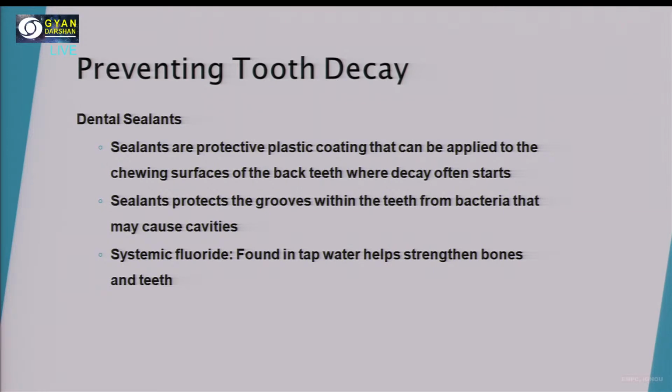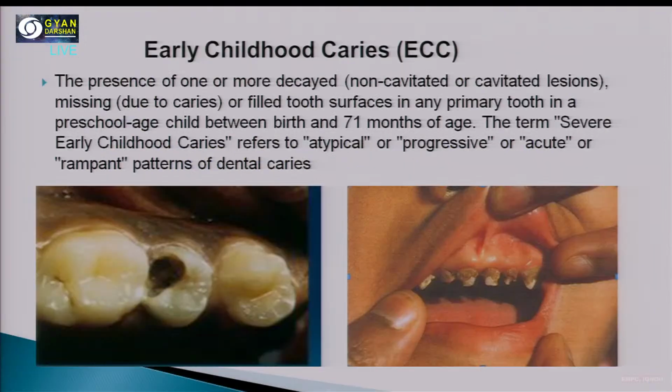These are a protective plastic coating which are applied on the chewing surfaces of our molar teeth, where decay often starts. They protect the grooves within the teeth from bacteria which cause cavities. Then systemic fluoride, which is found in the tap water, strengthens our bones and teeth and prevents tooth decay. Early childhood caries, like I explained to you earlier also.